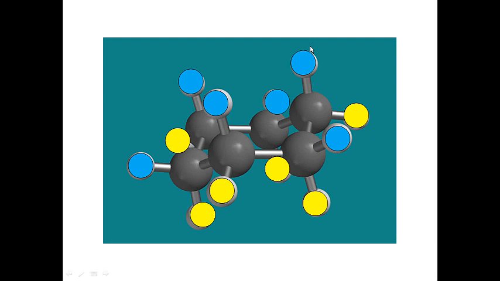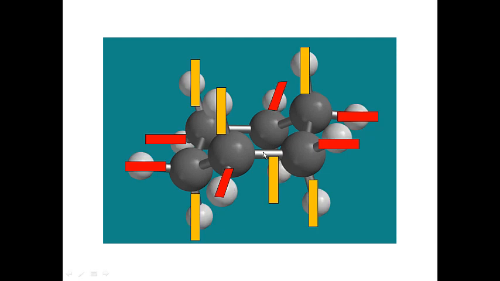Now notice that there are 2 types of positions on the chair cyclohexane ring. There's actually positions that are represented here by these yellow or orange rectangles. These are positions that are roughly perpendicular to the plane of the ring. And so these positions are what we're going to call axial positions. Positions where the hydrogens or the groups are roughly perpendicular to the ring. So there are 3 axial positions above the plane of the ring and then 3 axial positions below the plane of the ring.